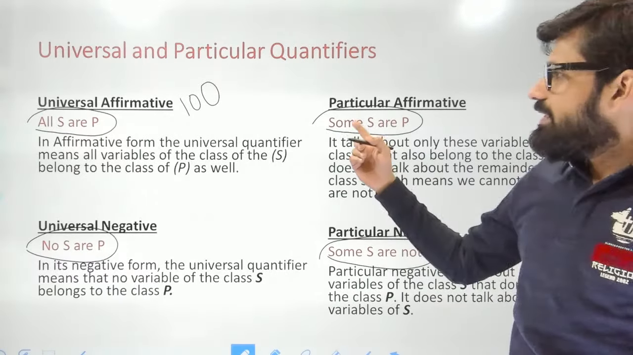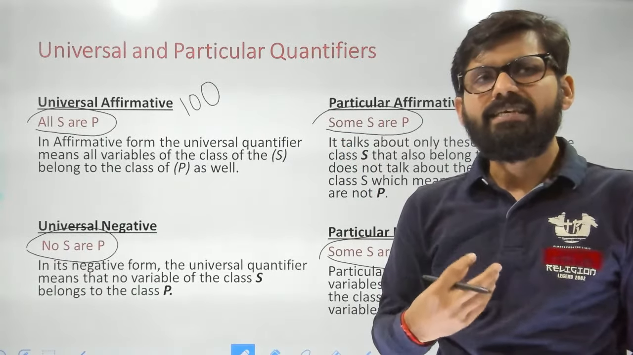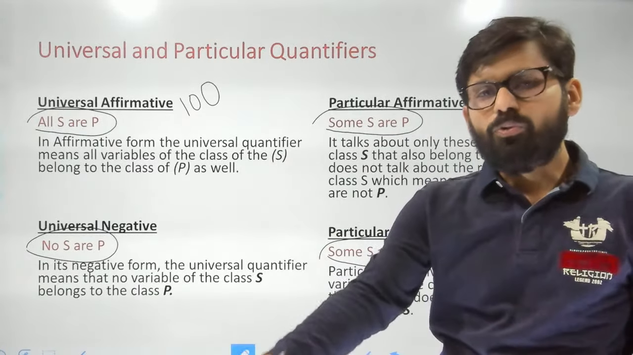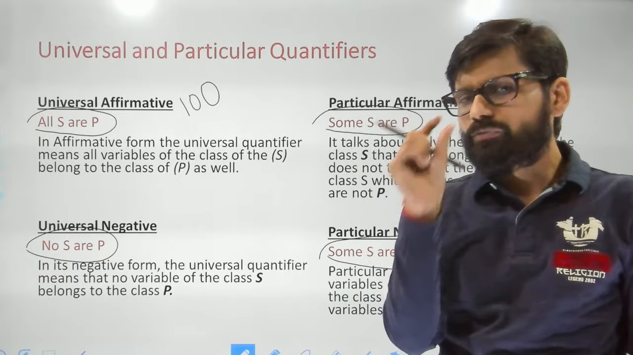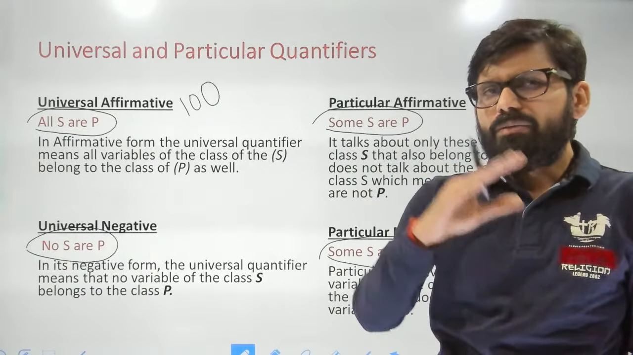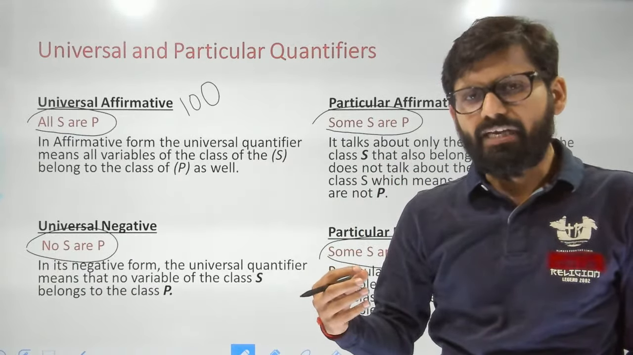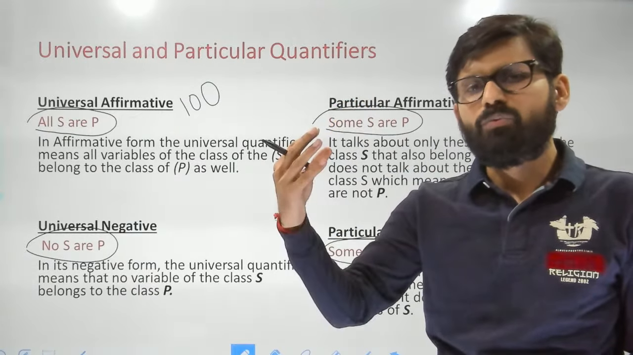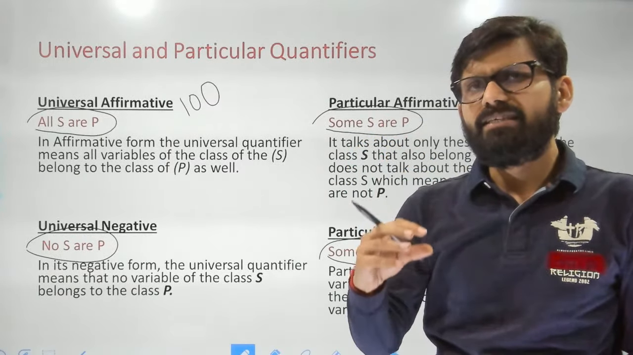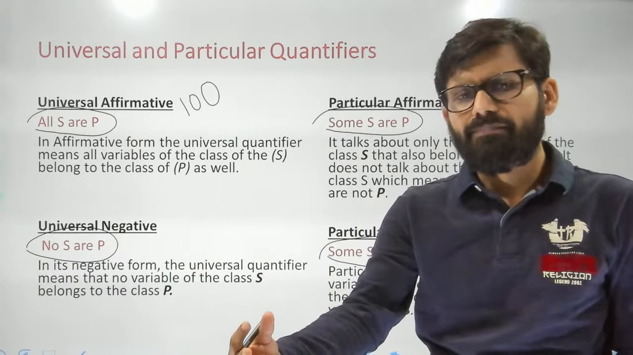Okay, now some S are P. So "some," right? If I say some whales are mammals, some apples are fruits, the word "some" could mean various things and is open to interpretation. In the real world, we can't attach a number to "some." So if we say some elements of S are in P, what does it mean?